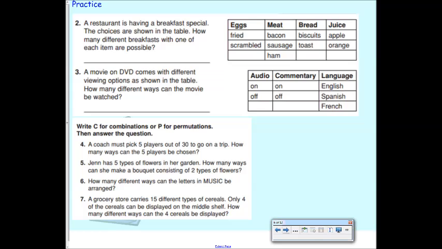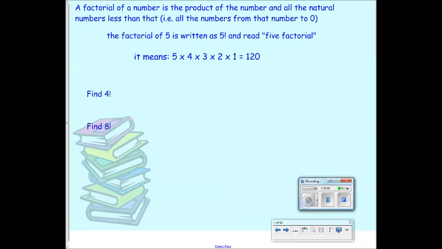Okay, so the next little thing that we're going to talk about involves factorials, and essentially what I'm going to show you guys is a way to do these on your calculator so that you don't have to figure out combinations and permutations all using super long fundamental counting principles, okay?